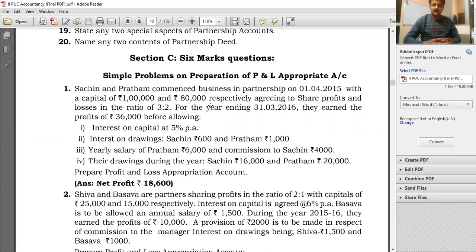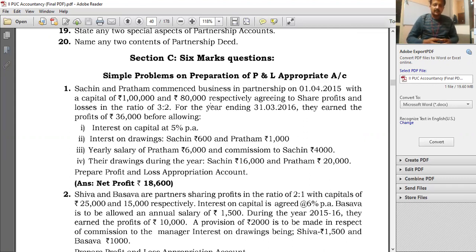The next is you have been given that they share profits and losses in the ratio of 5:2, and they earned a profit of rupees 36,000. So this 36,000 will appear on the credit side as by profit and loss account. And after that, interest on drawings, that is 600 and 1,000, will appear on the credit side, that is by interest on drawings, 600 and 1,000.